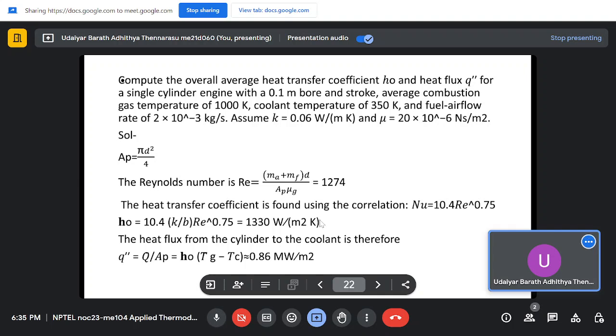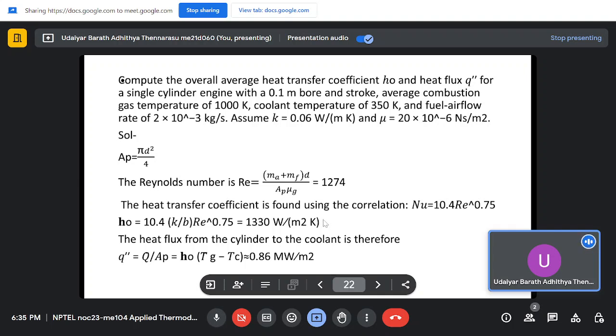So we know the fuel-air mixture mass flow rate, which is 2 grams per second, and we also know the diameter, and the area you can calculate as pi d square by 4, and we also know the viscosity value. On substituting that, we'll get Reynolds number as 1274. So now we know the Reynolds number, we substitute that in the Nusselt number relation, Nu equals 10.4 into Reynolds number raised to power 0.75.